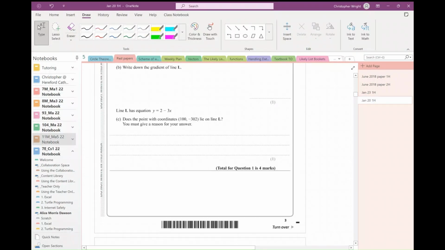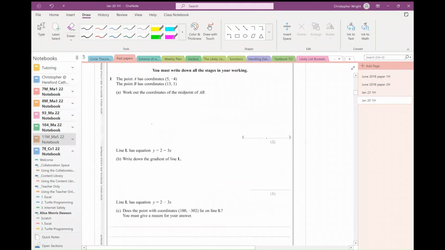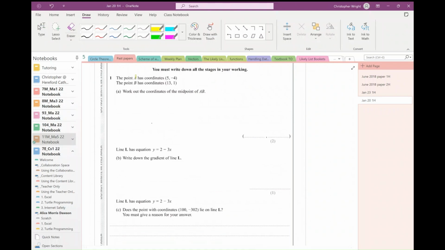Okay, question 1. I've got the coordinates of 2 points, A and B, and I need to find the coordinates of the midpoint. So I'm going to find halfway between those two x coordinates, which is 9, and halfway between those two y coordinates, which is minus 1.5. So my midpoint will have coordinates 9 and minus 1.5.